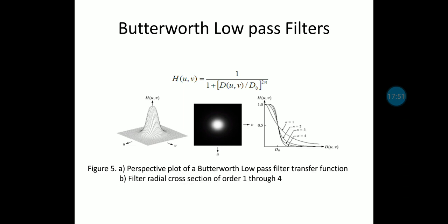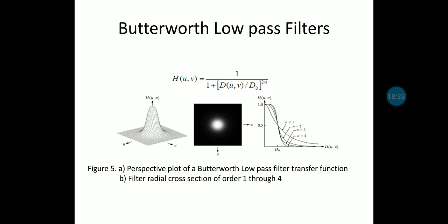The first picture represents the perspective plot of the Butterworth low pass filter transfer function, and the middle figure represents the filter radial cross section of order 1. The last figure shows, for different values of n, starting from 1 to 4, how the graph looks, isn't it? As the order increases, we can see that for n equal to 1 we get a smooth curve, starting from almost 1.0 to the value represented on the x-axis as D(u,v).